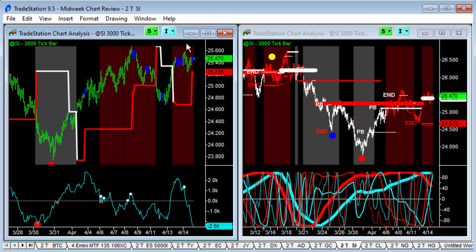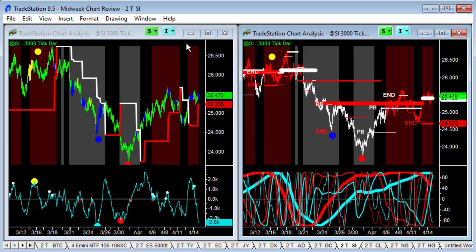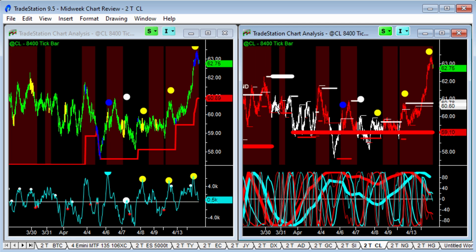If we break back above 25.60 here, that would get us going into a trending move. We certainly had our exhaustion sell patterns down here. Maybe we have to go see that with silver. So silver for me is looking more interesting than gold.